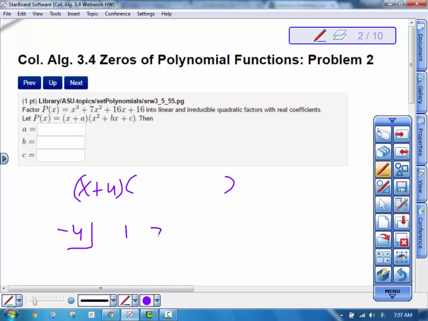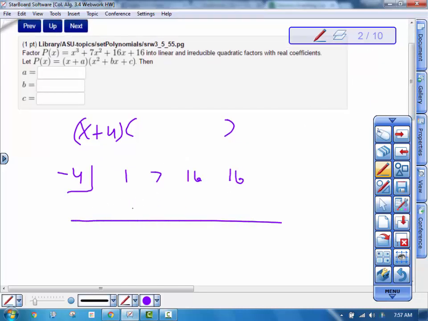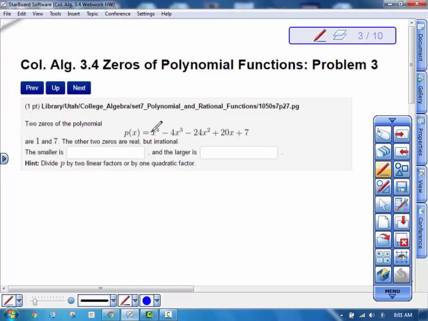1, 7, 16, 16. Now we should get no remainder, we know, because this factor goes into it. So 1, negative 4, we add, we get 3. This would be negative 12. Drop this down, we get positive 4. Multiply, we get negative 16, no remainder. So this quadratic is x squared plus 3x plus 4, where a is 1, b is 3, and c is 4.